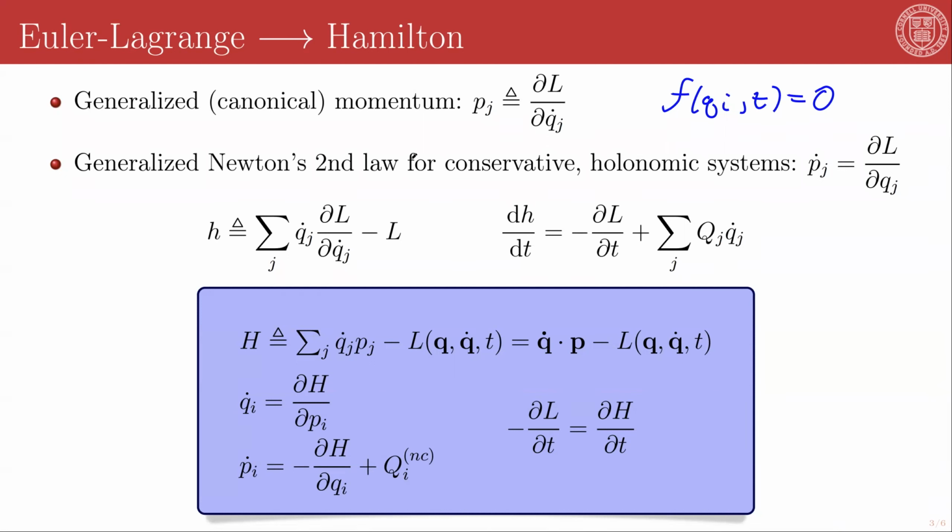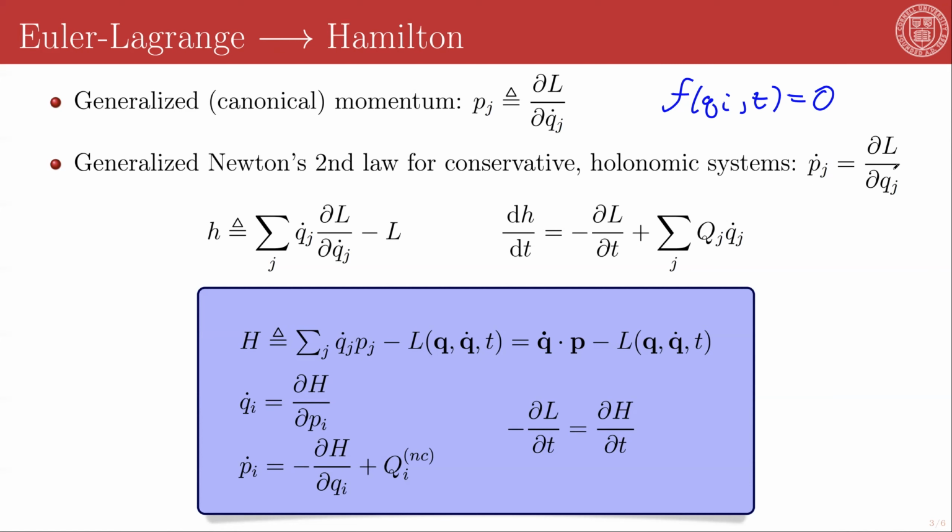We're going to define a generalized, sometimes known as canonical momentum, P sub j, as the partial of the Lagrangian with respect to the time derivative of the jth generalized coordinate. From the Euler-Lagrange equations, we can write that the time derivative of this jth generalized momentum is equal to the partial of the Lagrangian with respect to the jth generalized coordinate. Remember, we're dealing with a conservative system, so this is the version where the right-hand side of the Euler-Lagrange equations is 0, and so these two terms have to match up. This expression is also known as a generalized Newton's second law, again, specifically for conservative holonomic systems.